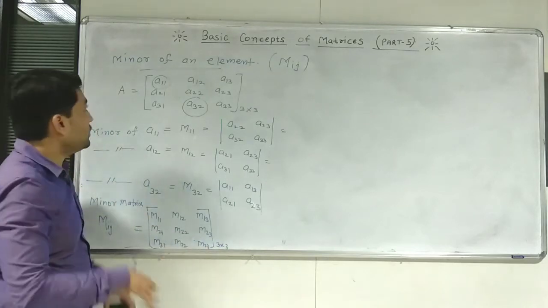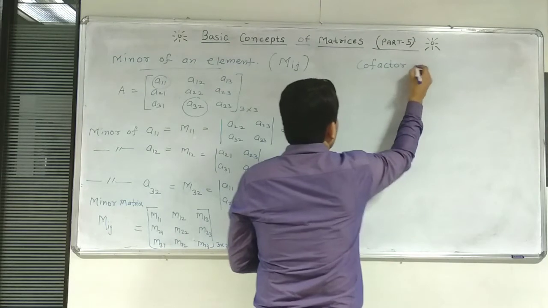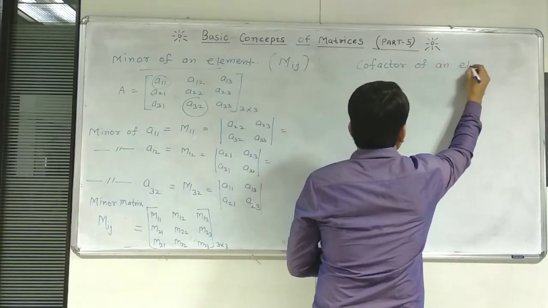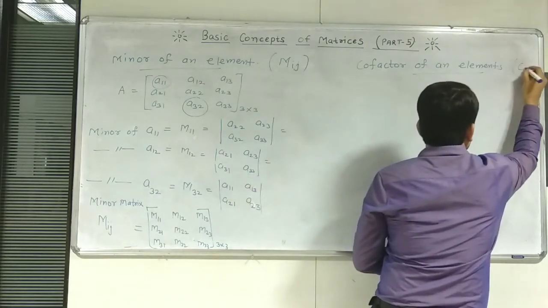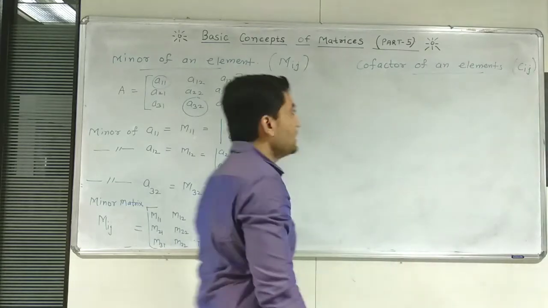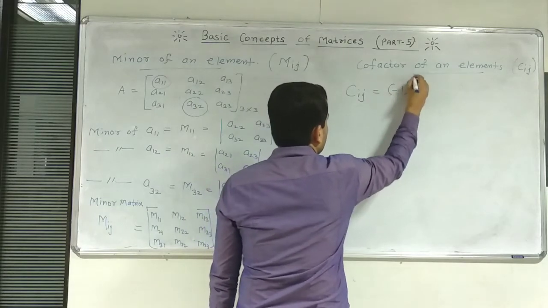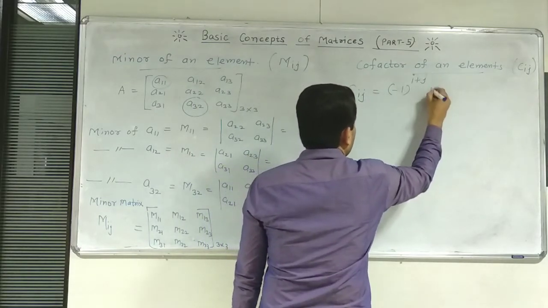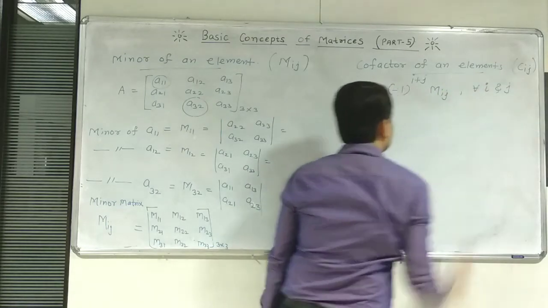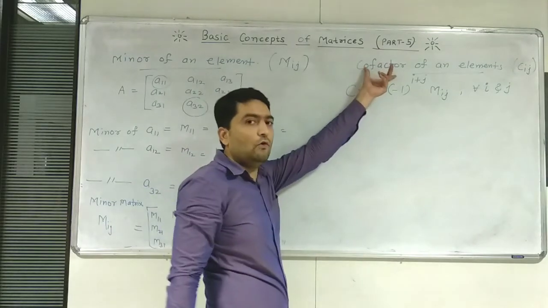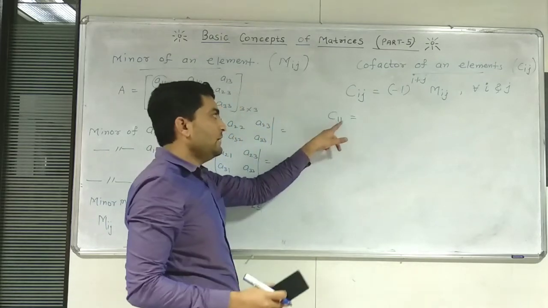Now how to find out the cofactor? Same procedure. The cofactor of an element, its notation is Cij, C for cofactor. For example, this is the formula: Cij is equal to minus 1 raised to i plus j into Mij. It is for all i and j. That is the formula to find out the cofactor of any element. For example, we have to find out C11, that means the first row and first column element.